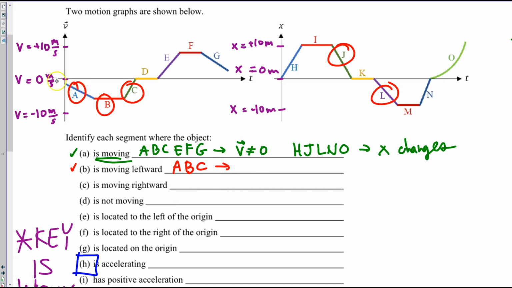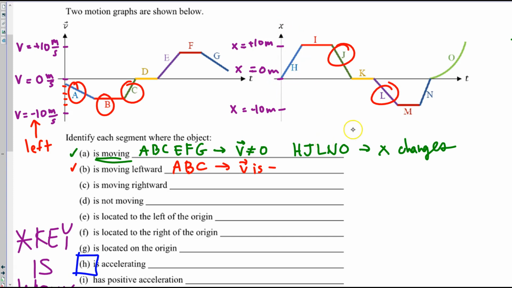A, B, and C. When I say that these are negative values of velocity, the negative means to the left, and the velocity means it's moving to the left. A all has negative everywhere on that line. The y value, the velocity, is negative. Same for B, same for C. So all of those have negative velocity at every moment. Negative means moving to the left.